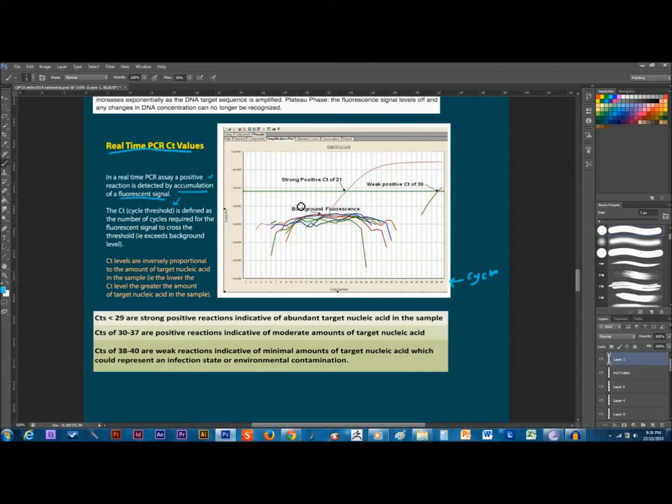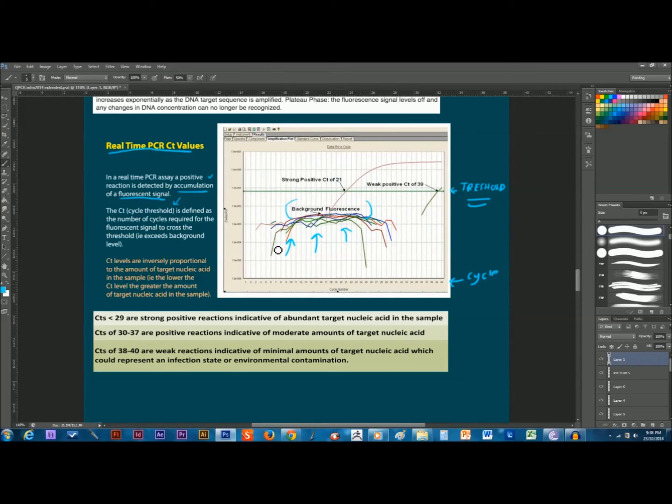Okay, this is the background. It is actually our reagent that contains the SYBR Green dye, for example, so the fluorescence dye. So we must put a line to distinguish between the fluorescence derived from the reagent and the fluorescence derived from the amplification. So the CT levels are inversely proportional to the amount of target nucleic acid in the sample. For example, the lower the CT level, the greater the amount of target nucleic acid in the sample.